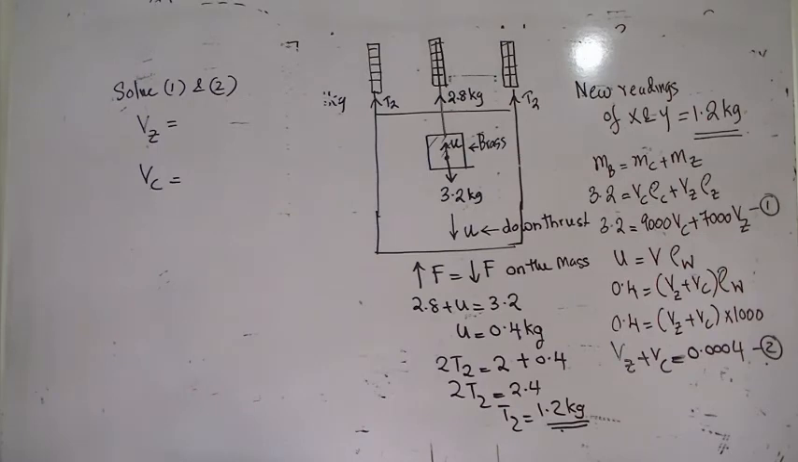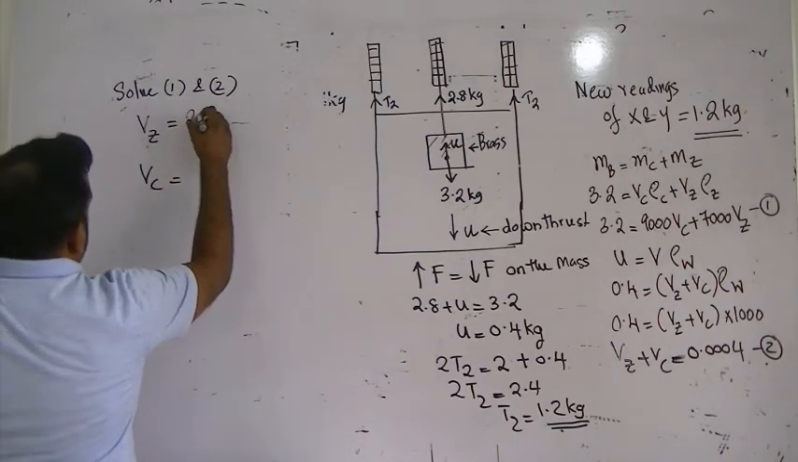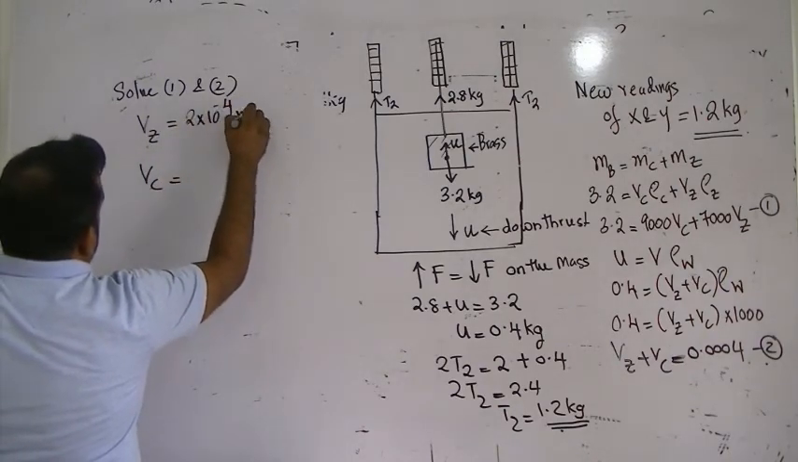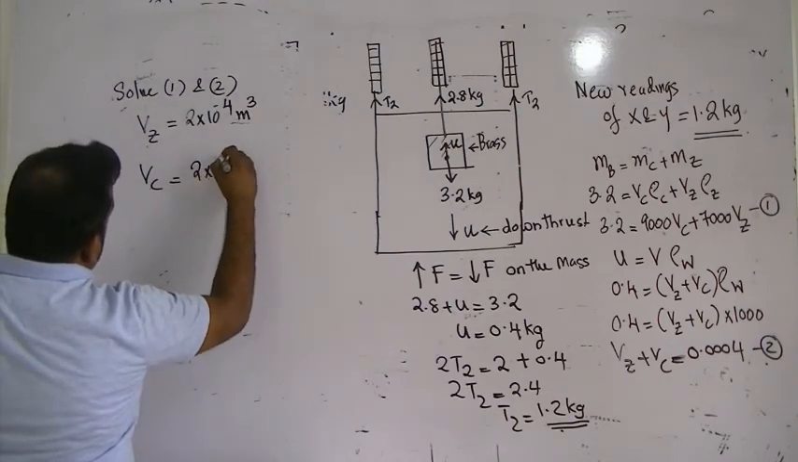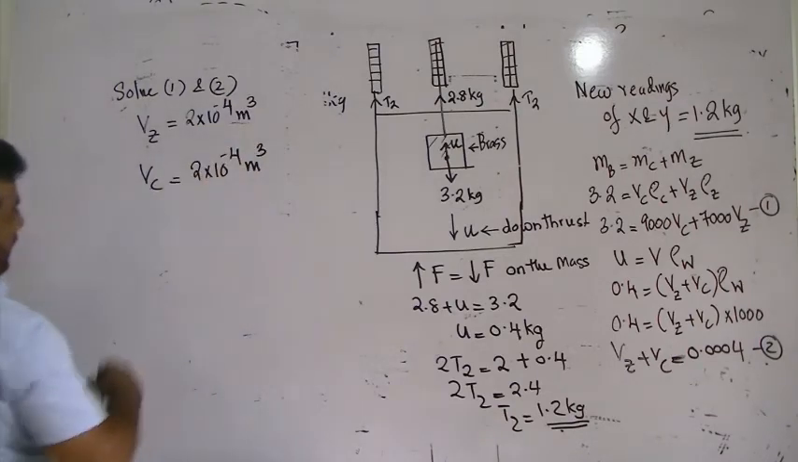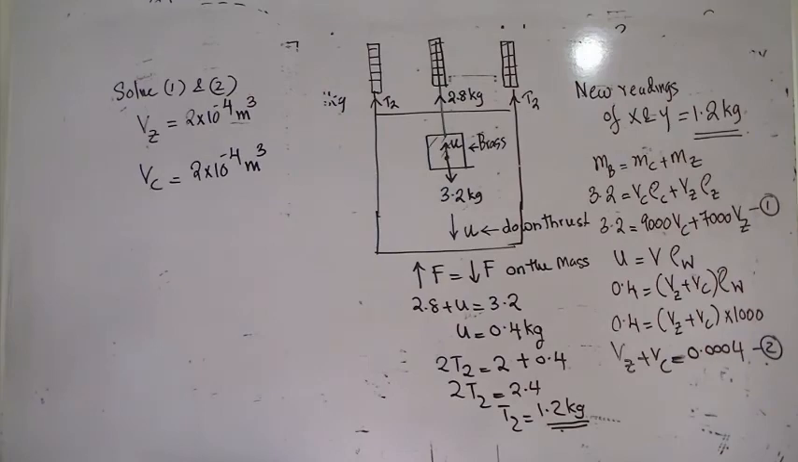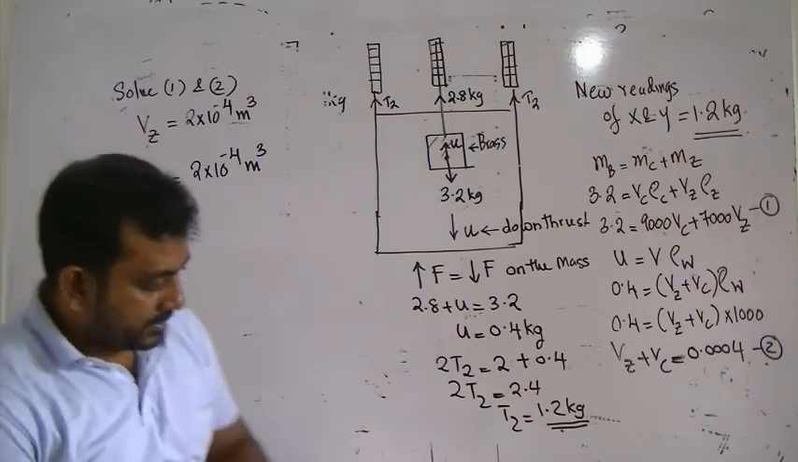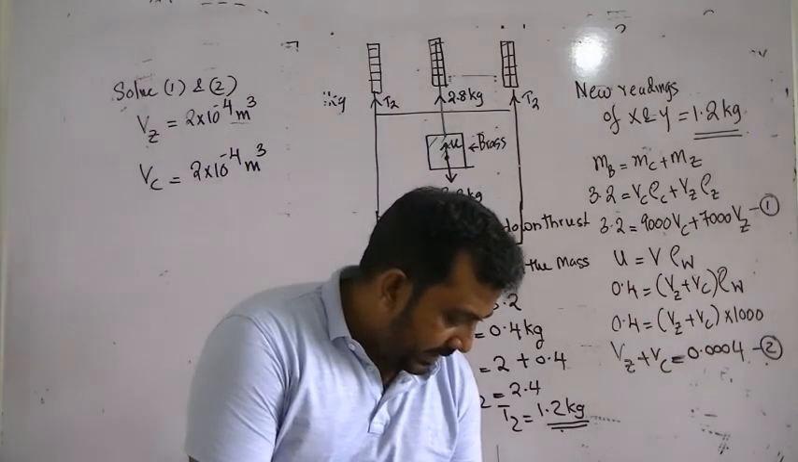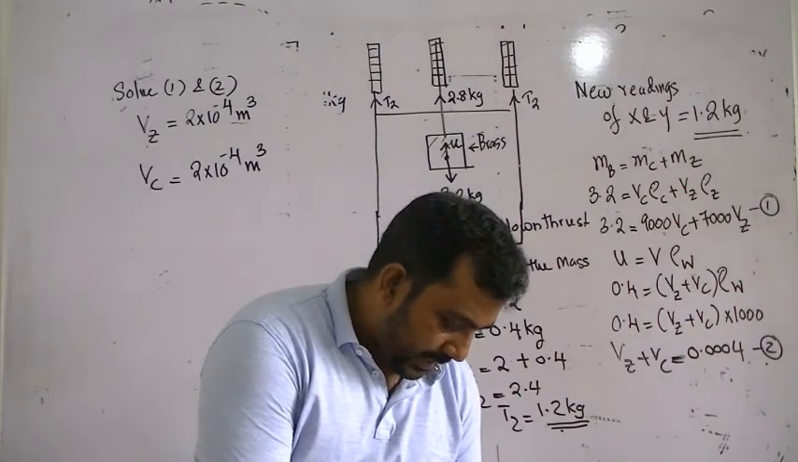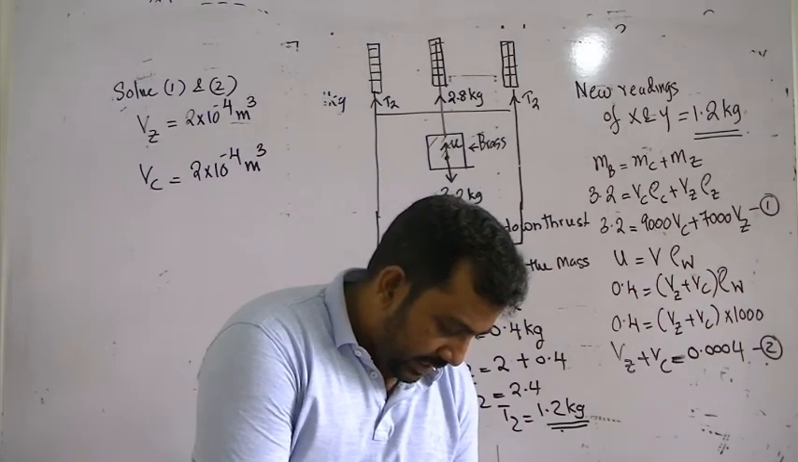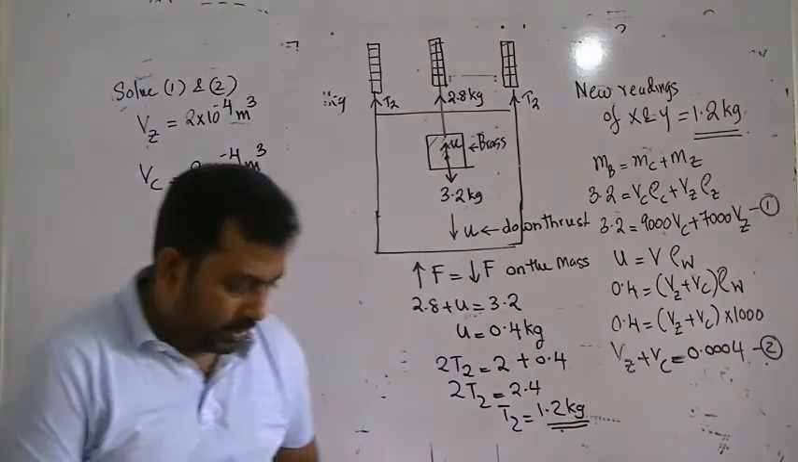If you solve it, you get 2 × 10 to the power minus 4 cubic meters each. You will easily get that answer. Check the calculation. I also have done my best.